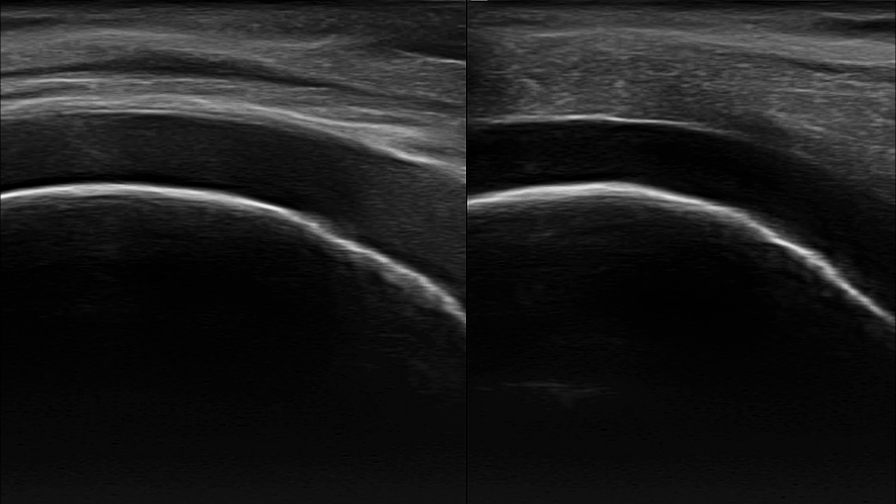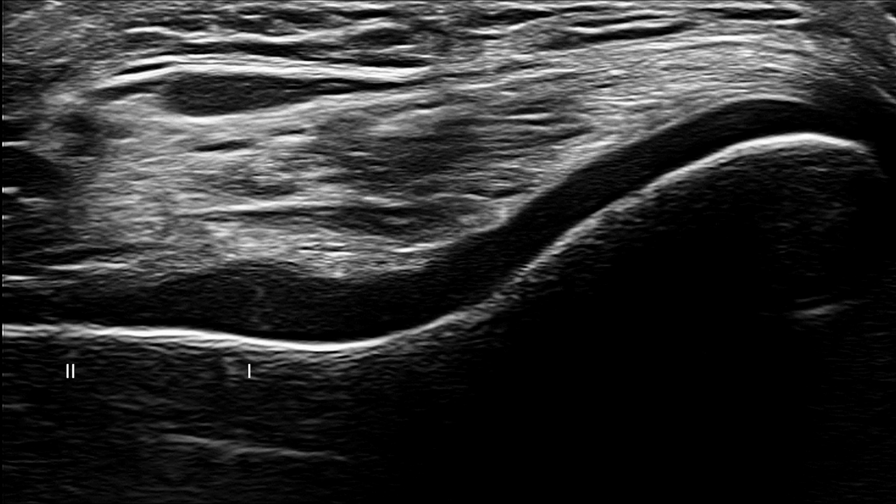Similarly, over the medial and lateral femoral condyles, the cartilage appears thick but structurally normal. Uniform thickness and smooth surface contour confirm the absence of pathology. We now move to pathological findings.